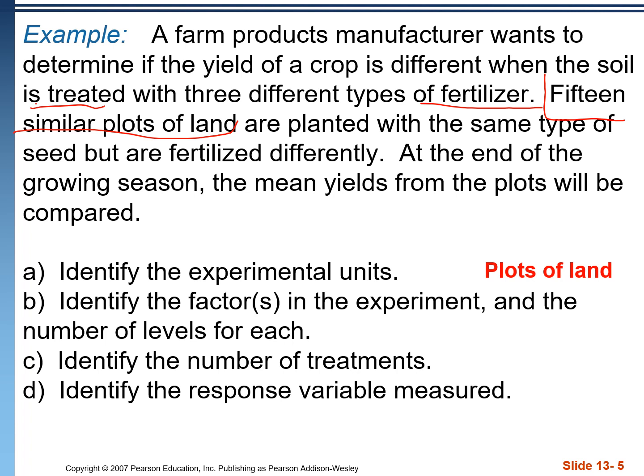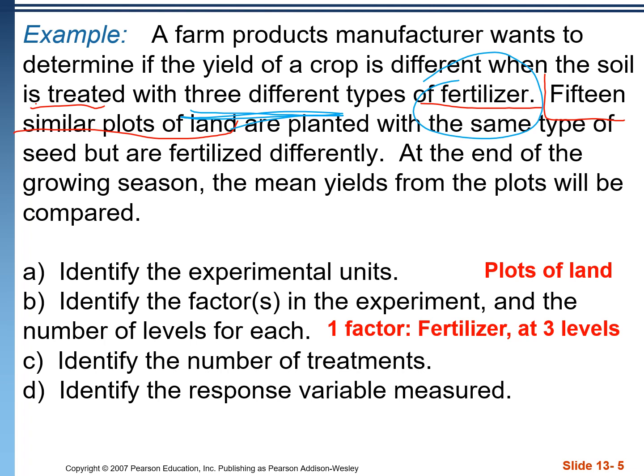Identify the factors in the experiment and the number of levels of each. So the factors are what are we actually manipulating, what are we changing within our experiment to see how it affects the response variable. So in this case, we just have one factor, it's the fertilizer, at 3 levels.